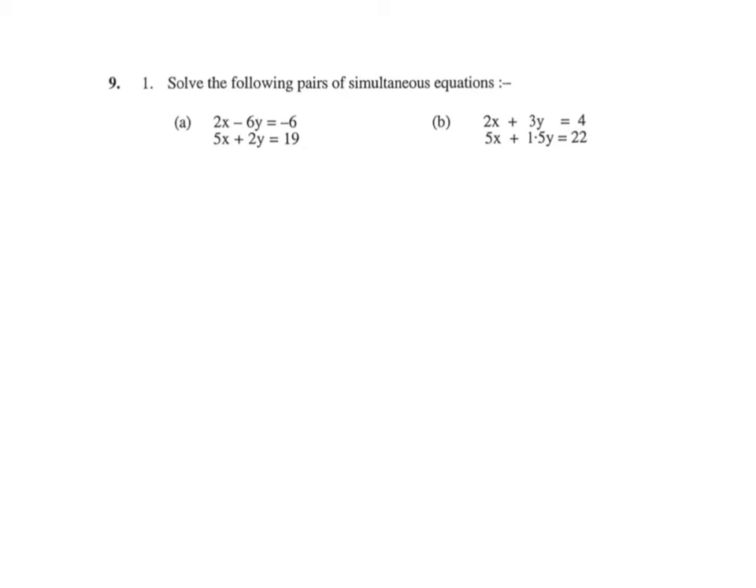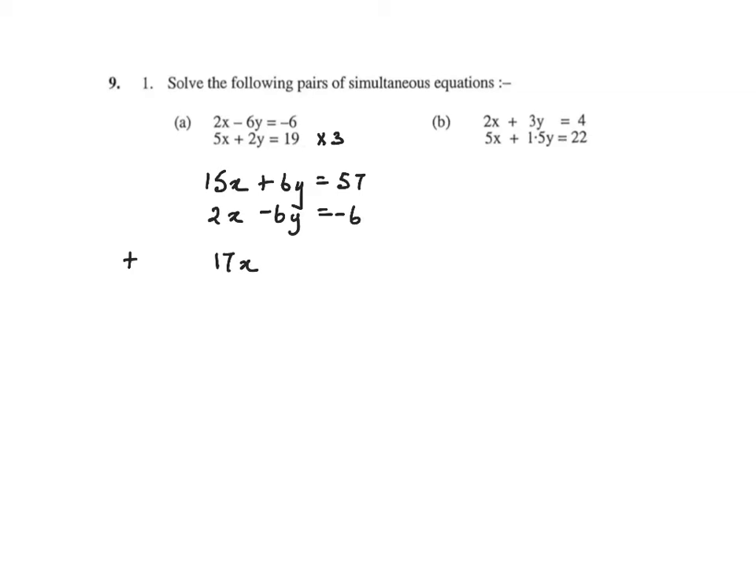What I'm going to do is to eliminate y in the first set of equations, and I'm going to do that by, first of all, multiplying the second equation by 3. So that would give me 15x plus 6y equals 57. And I'll write the top equation underneath it. Now you can see that I've got a 6y in one equation and a minus 6y in the other, so I'm going to add both equations together.